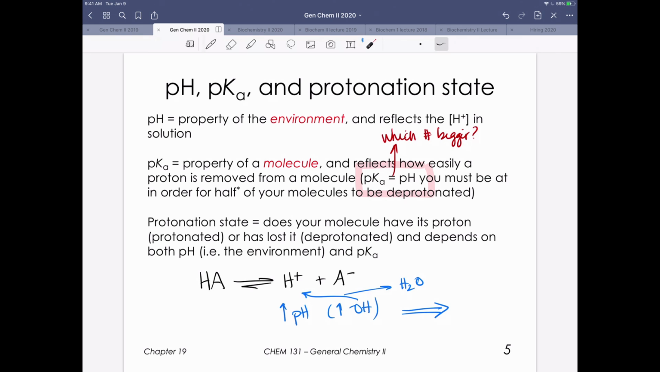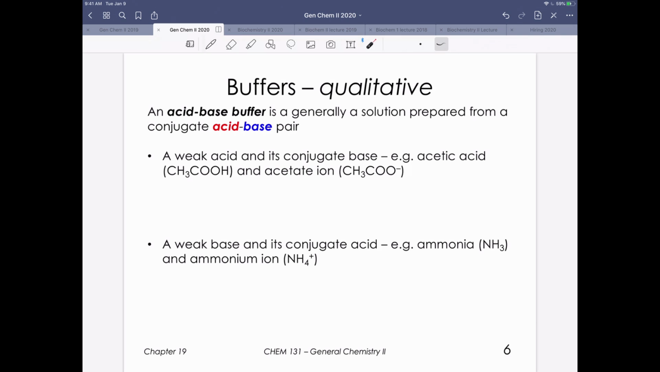You cannot determine the protonation state unless you know both the pH and the pKa. And at the end of the day, it's really just a numbers game. Tell me who's the bigger number, and that wins. If the environment wins, then the molecule's deprotonated. If the molecule wins, then the molecule stays protonated. Okay, so that's pH, pKa, and protonation state. But as we're going to see in just a couple of slides, we can relate those mathematically with an equation.